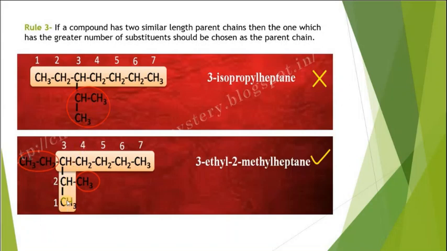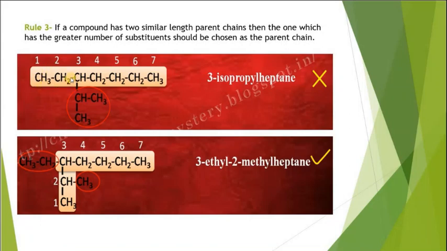If I start numbering from this point instead, these are the two same compounds. If this carbon is numbered 1, 2, 3, 4, 5, 6, 7, even then the number of carbon atoms is the same, it is 7. But the second chain is the correct one. Why? Because it has two substituents. One is attached at position number 2 and another one is attached at position number 3.